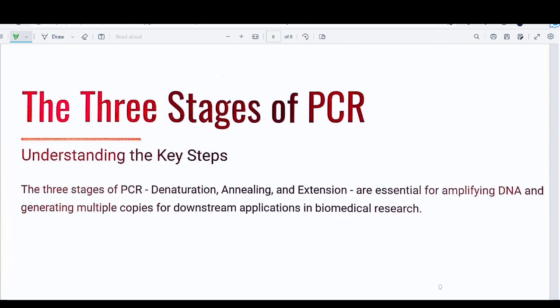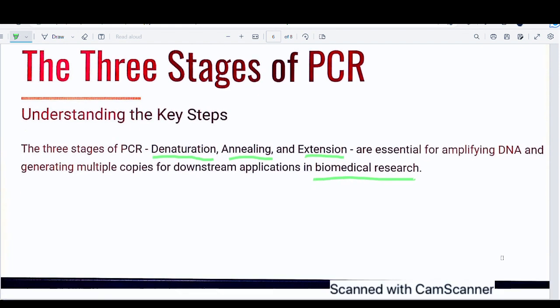Now I'm just talking about the 3 important stages shortly, summarizing, not explaining in detail. We have 3 stages of PCR. First, denaturation of DNA, then annealing, and the last part is extension, copying. These steps are essential for amplifying DNA and generating multiple copies for downstream applications in biomedical research. So: denaturation, annealing, and extension, 3 important parts.